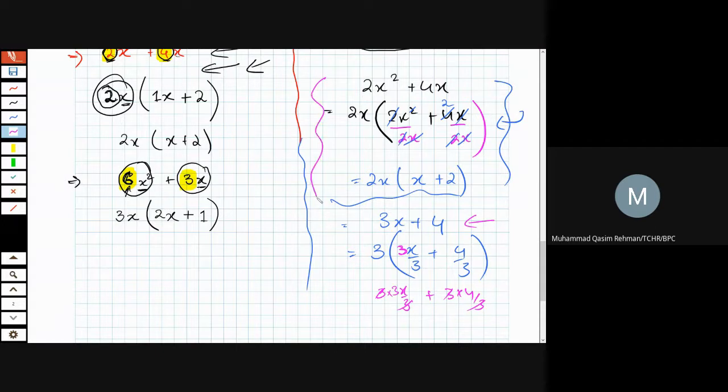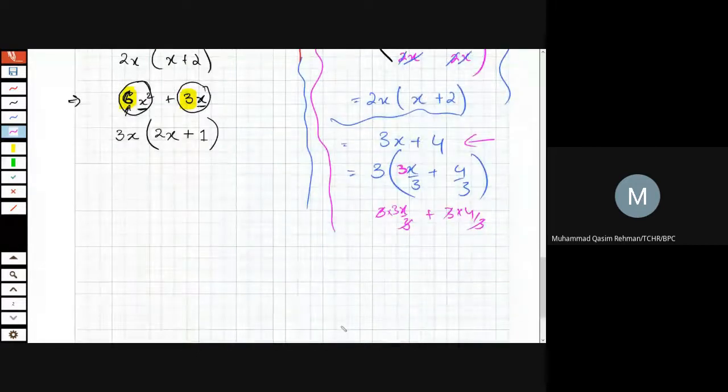Why I am teaching you what taking common actually means is because we will be using this later on while doing the completing square methods. Got it? Yes, sir.